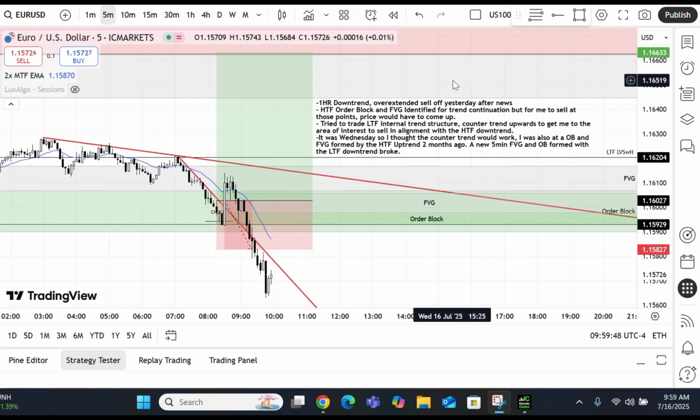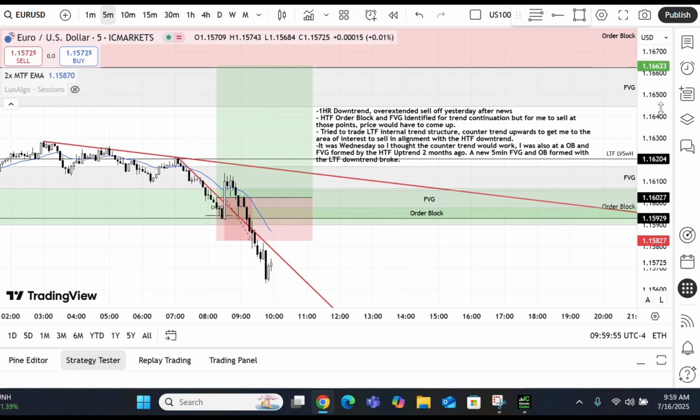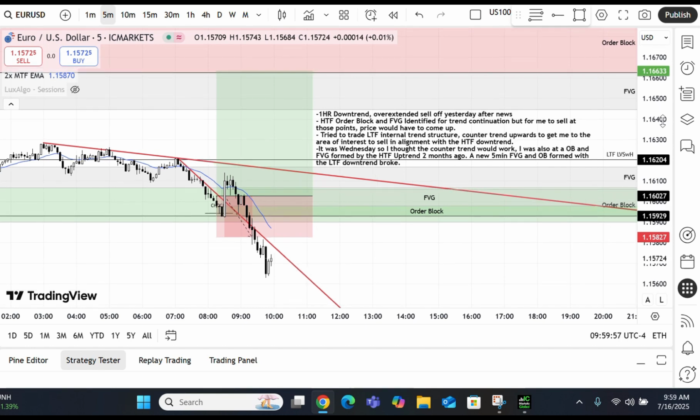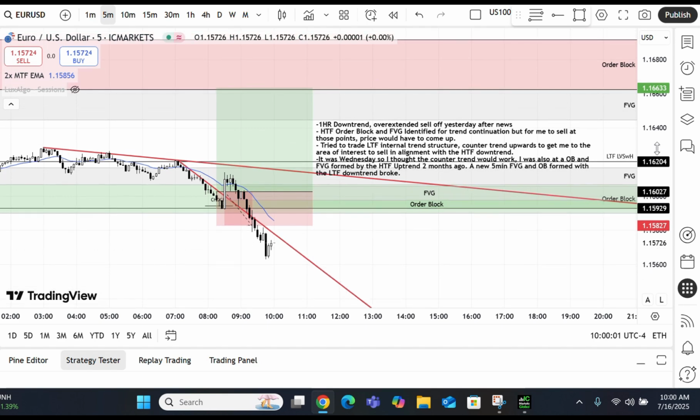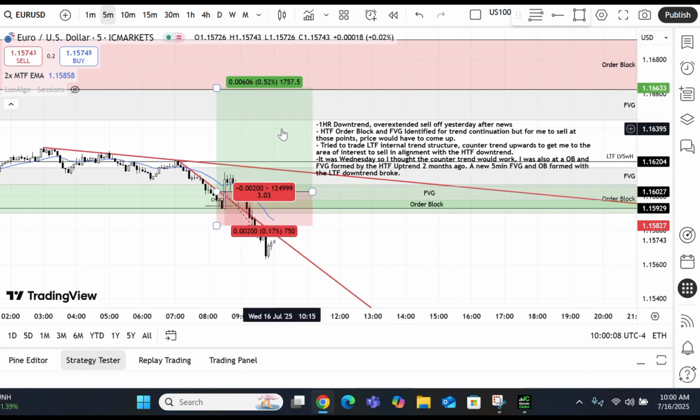So the reason why I entered this trade was because there was a 1 hour downtrend and it was pretty overextended after a big news release on Tuesday. So I felt confident that it was definitely going to pull back because it was overextended. And then there was also the higher time frame order block and fair value gap below. Price had reached that level below, and I thought it was going to hold up so that price would reverse from that area and head towards the sell zone above.